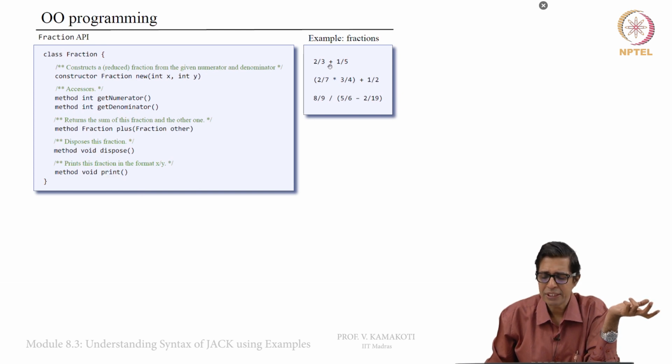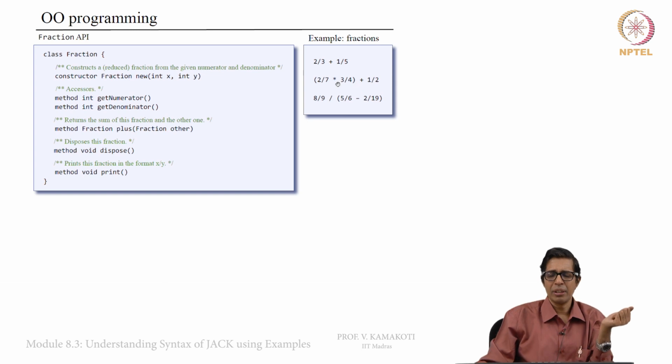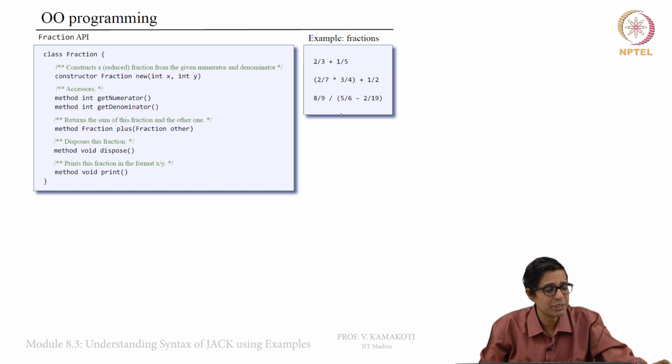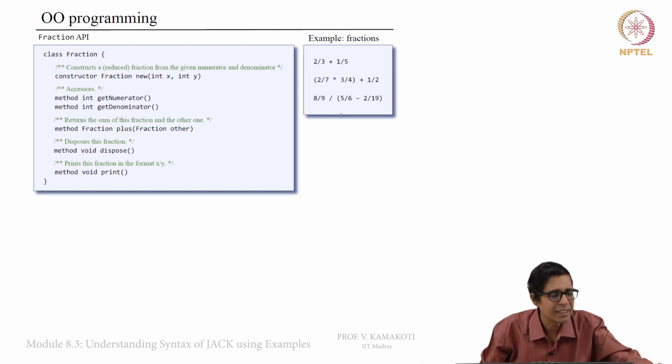So, examples of fractions are 2 by 3, 1 by 5, 2 by 7, 3 by 4, 1 by 2, 8 by 9, 5 by 6, 2 by 19, and these are all different varieties of fractions that you see. But this fraction implies that it is a reduced fraction. So, I will not have 2 by 10, rather I will have 1 by 5, for example.